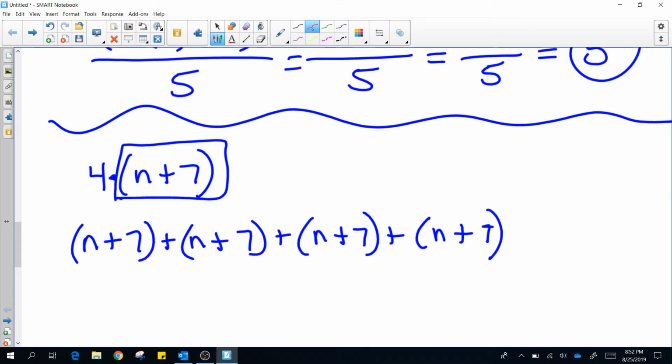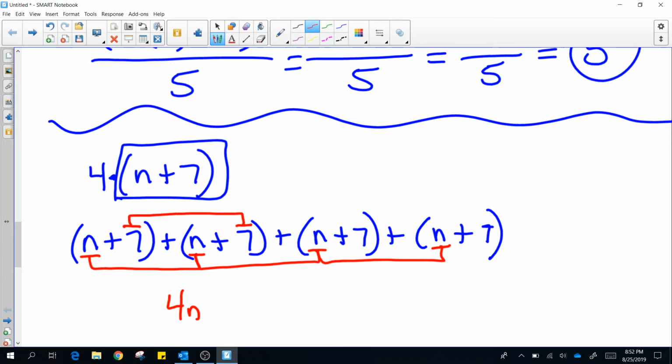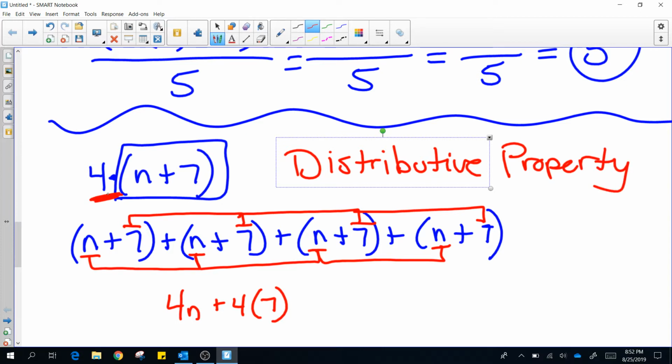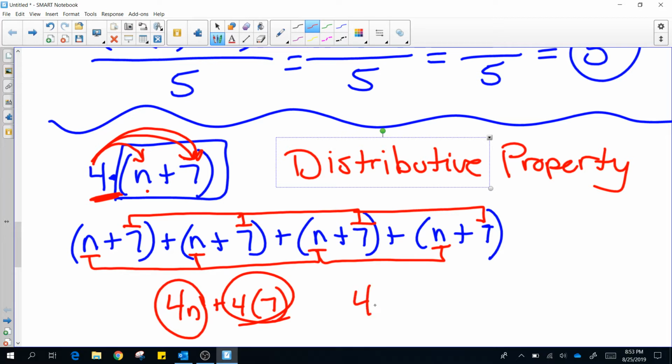So this is all addition, so I can add, remember? So remember combining like terms, so all these n's are like terms. So you can notice I have 4 n's, and then I have 4 7's, so that's the same as 4 times 7. Okay. This is what's called the distributive property. And what it says is basically when you have a number outside parentheses, you can distribute that number to the inside. So I would take 4 times n, which I get 4n, and then I would take 4 times 7, which then I would get 28.